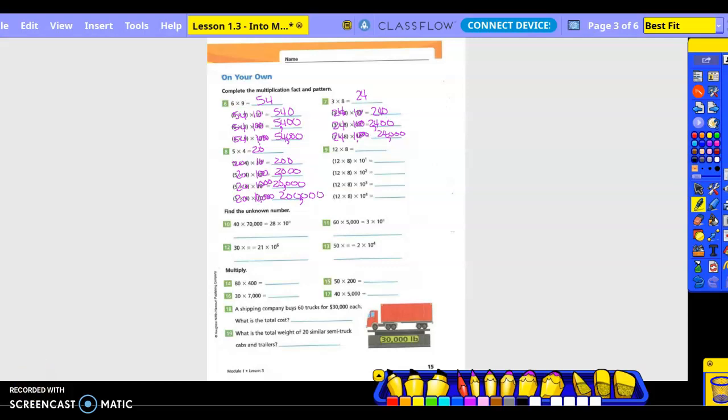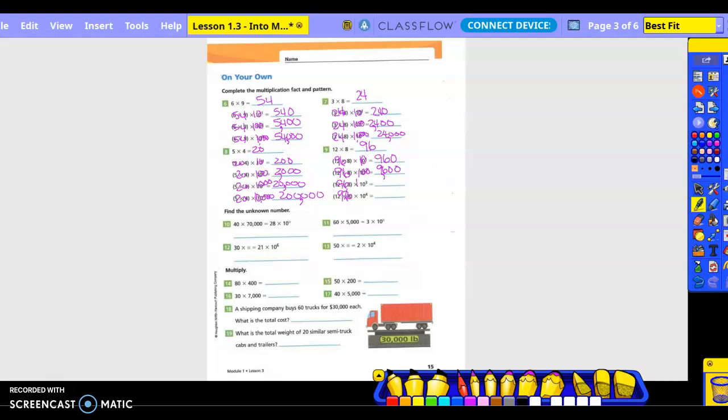12 times 8 is what? 96. Okay, 10 to the first power is 10. 96, and then add 1 zero. 10 to the second power is, come back 3 from the right, 9,600.